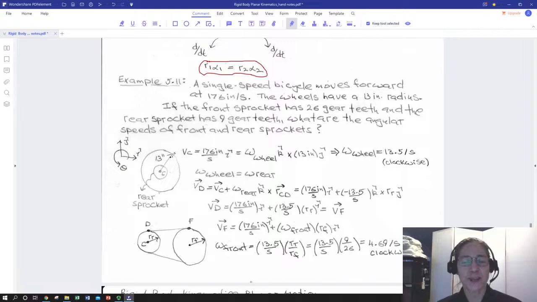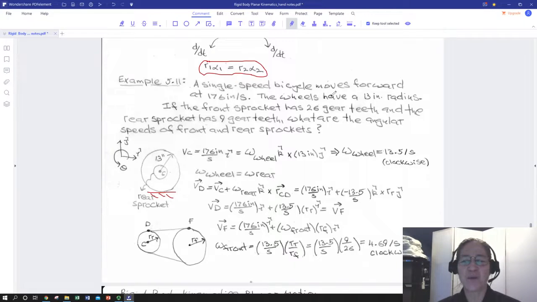You have a bicycle wheel, and we have a picture of this rear wheel. It's a 13-inch radius, so it would roll on the ground down here. And it's moving forward at 176 inches per second, so that's the center point velocity. We can use the radius of the wheel and the center point velocity relationship to get a rotational velocity for that back wheel, which will be the same as for the back sprocket because the two are bolted together.